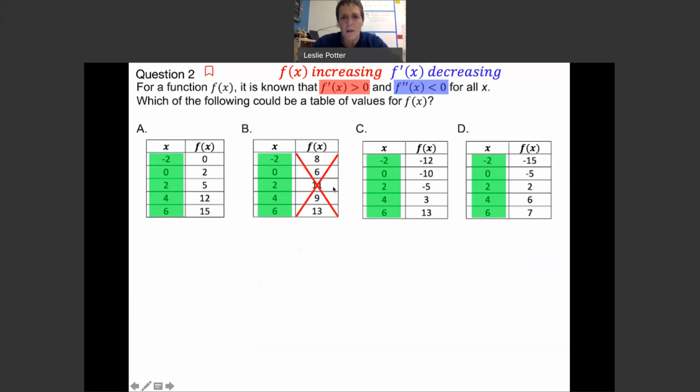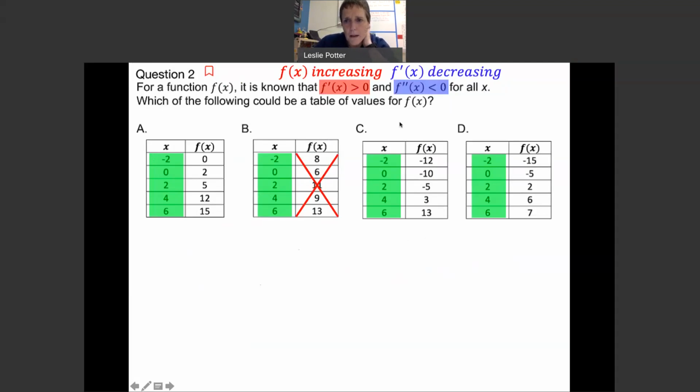We look at table B here, we see we go from 8 to 6 to 11 to 9. So this is not increasing over the entire interval, like it claims here. These two things are true for all values of x. So table B can be ruled out. Table C is increasing throughout the entire interval, so this is potentially a good answer, and so is table D. So that allows us to at least eliminate one option.